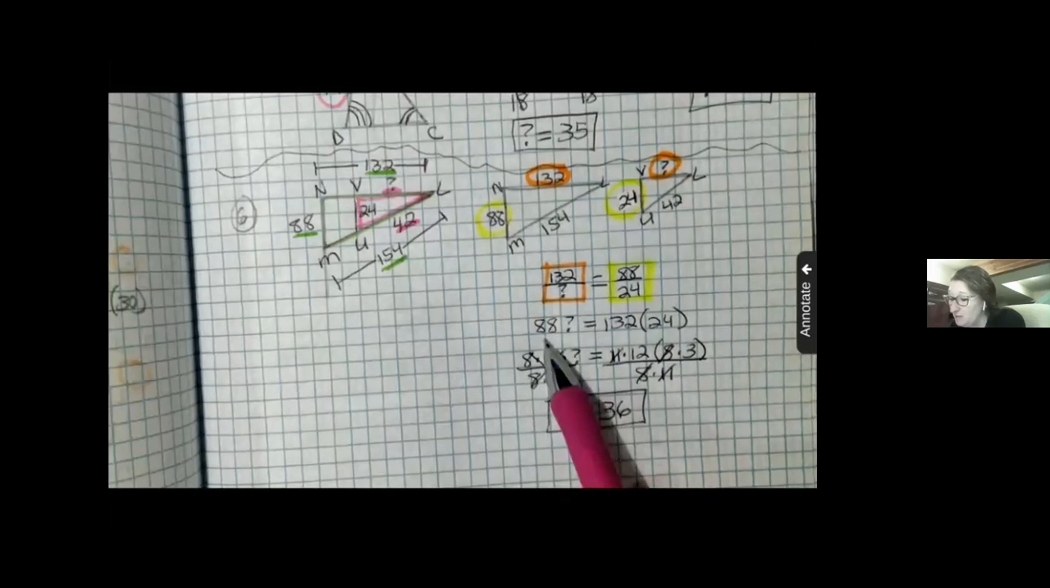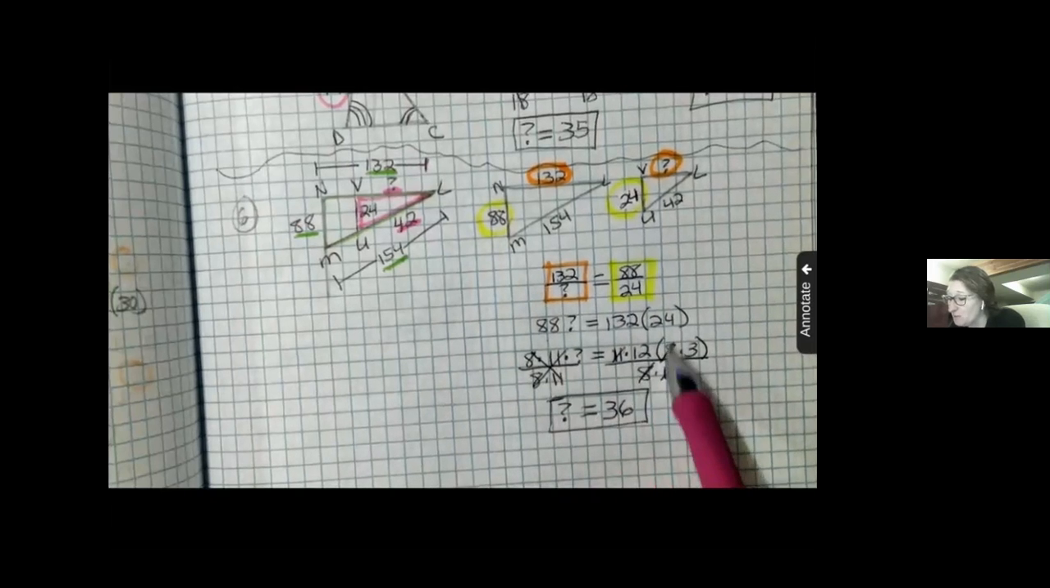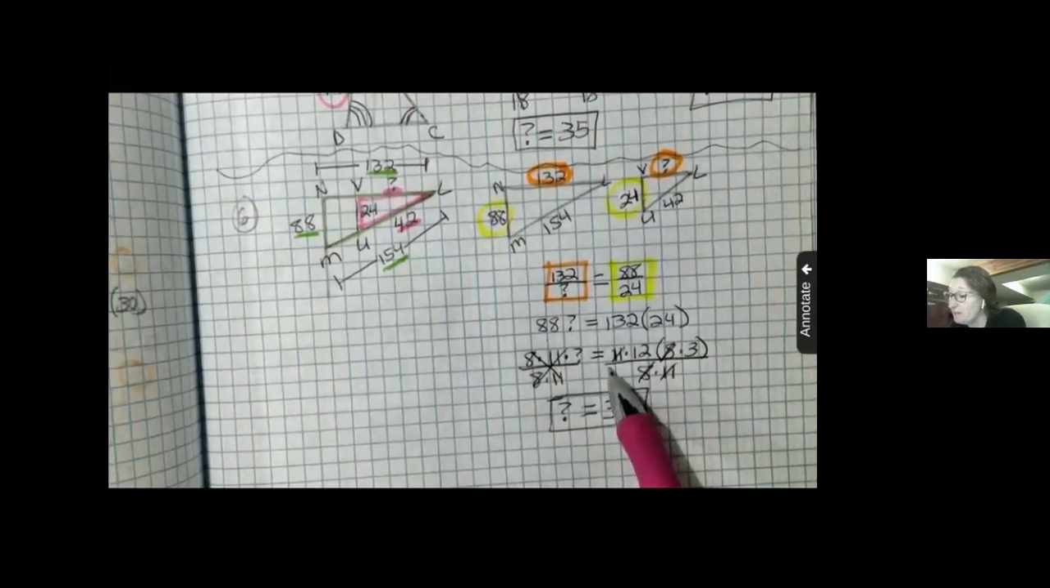I knew 88 was 8 times 11. Well, I'm hoping that 8 and 11 are over here. I knew 8 was part of 24, but 11 wasn't. So then I'm like, I bet it's part of 132. Does that make sense?